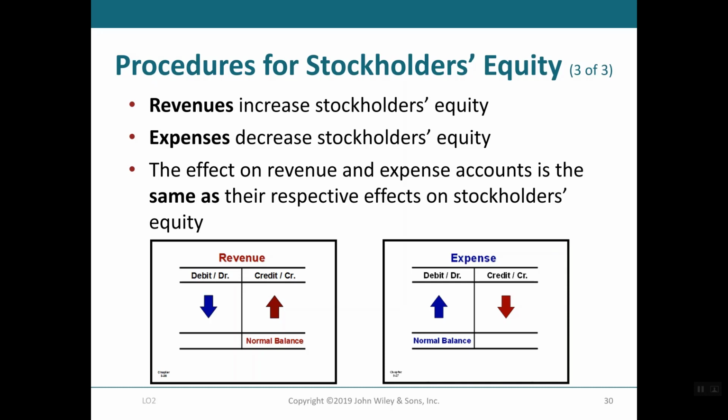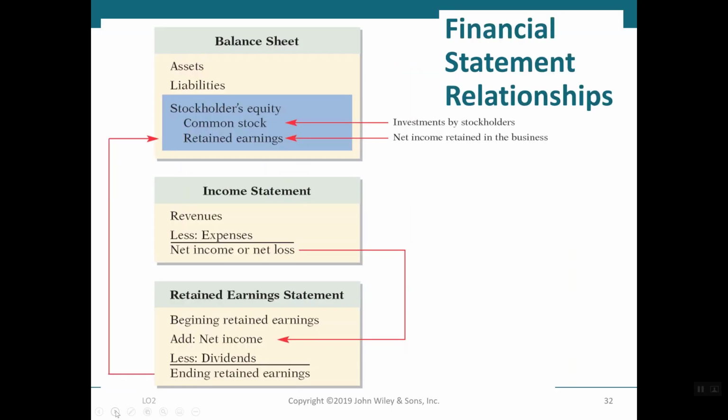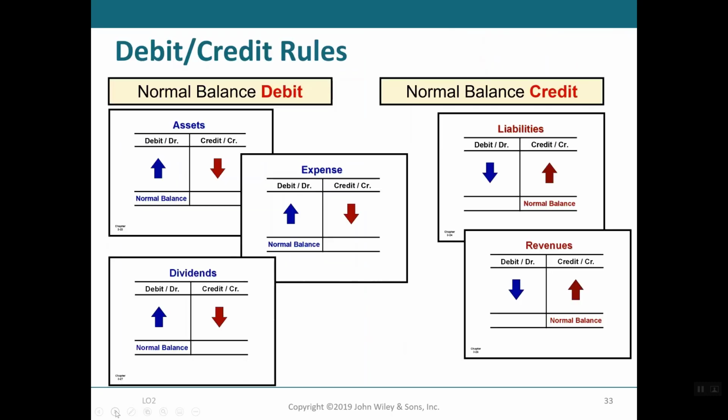Since the revenue increases the stockholders' equity, that's why it has a credit balance. And the expenses reduce the stockholders' equity, and that's why it has a debit balance. So an increase in expenses is debited, and a decrease in expenses is credited. All right, so this just summarizes all the rules we've just talked about.